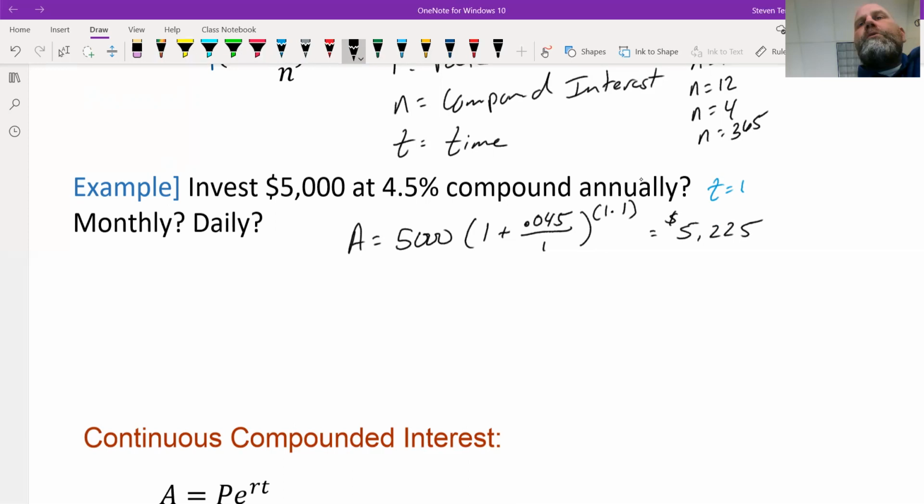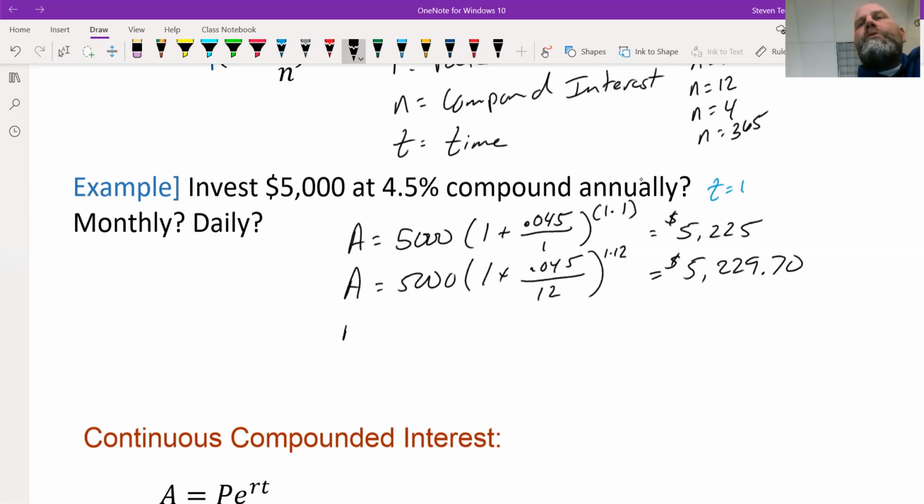Let's go ahead and do this for monthly. If I was to do it monthly, it'd be 1 plus 0.045, divided by 12, and then 1 times 12 in the exponent. And again, just for convenience, you're going to end up with $5,229.70. So it's a little better. If you can find a bank that's going to compound it monthly, that's going to be better than annual.